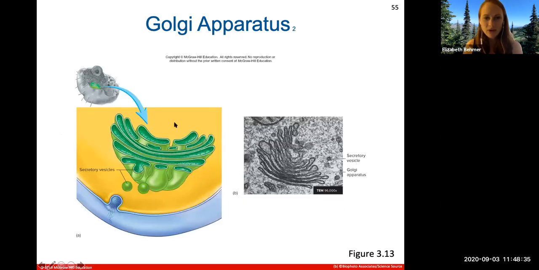So here's a look at what the Golgi looks like. You can see how things will come in this side of the Golgi, and then little vesicles will be pinched off and sent either to the cell membrane, where they will leave through exocytosis, or they might stay within the cell if the cell needs different proteins to function. So that's your Golgi apparatus.